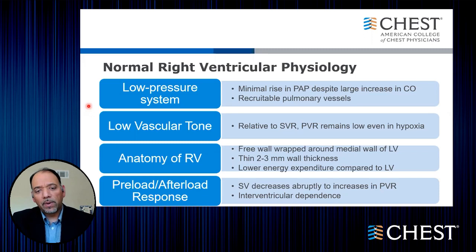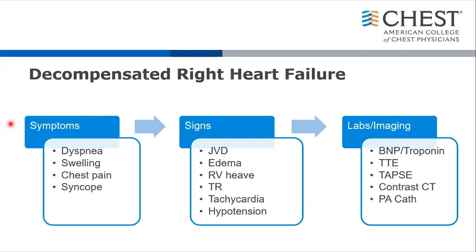And then the other thing to keep in mind is that there is some interventricular dependence between the RV and the LV, such that if the diastolic pressures in the RV reach a certain point, you can actually have bowing of the septum into the left ventricle, the so-called D-shaped ventricle, that will affect preload of the LV and subsequently systemic blood pressure. When we talk about decompensated right heart failure, what are we talking about?